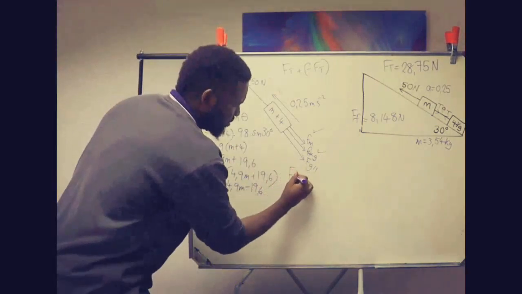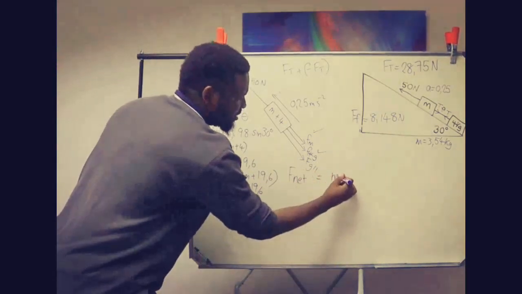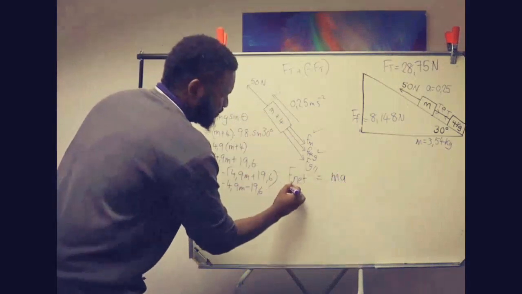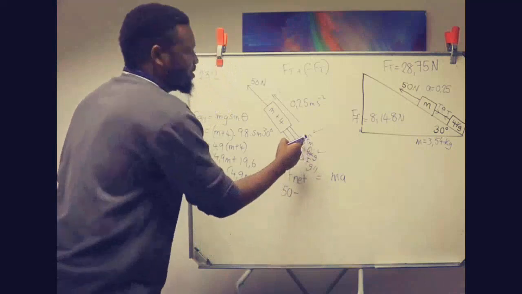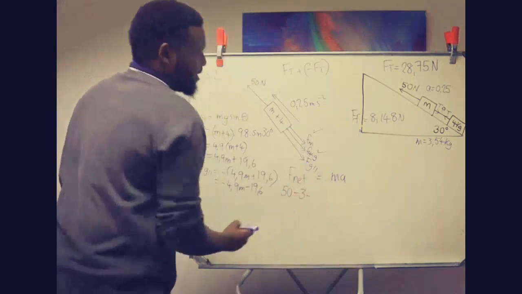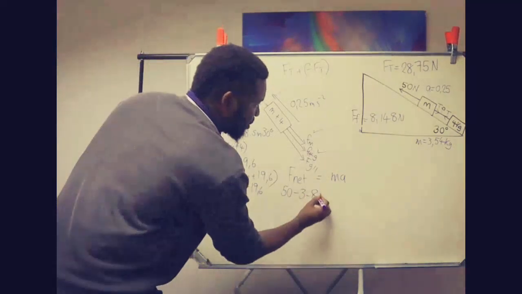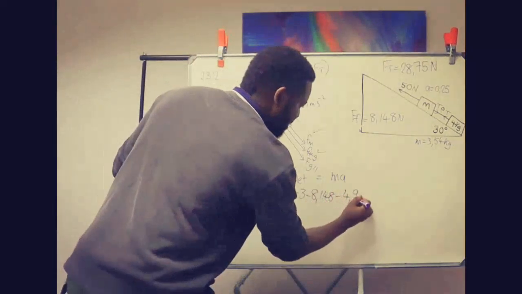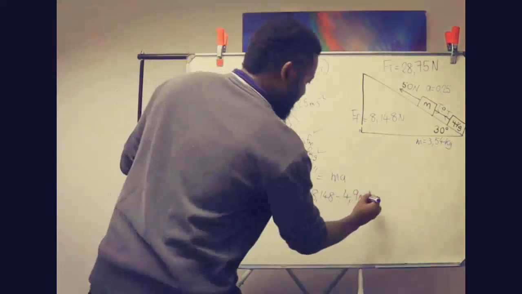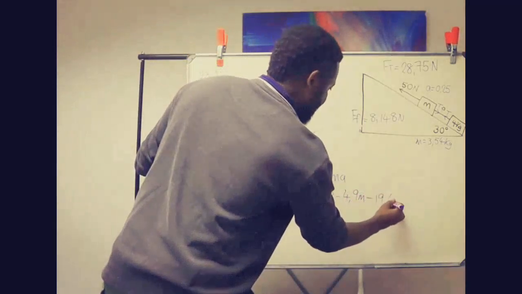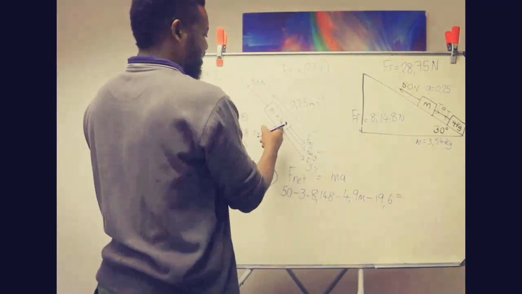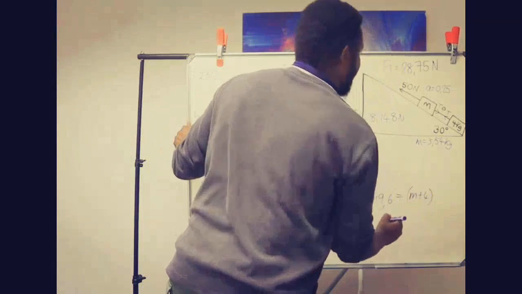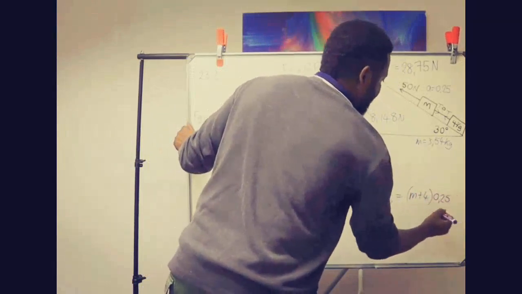So, F net equals ma. System approach, the whole system combined. 50 minus friction of M was 3, minus friction of the 4 kg was 8.148, minus 4.9 M minus 19.6 is equal to, the combined mass is M plus 4, M plus 4 times 0.25.